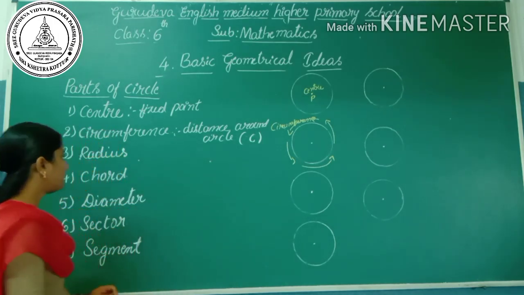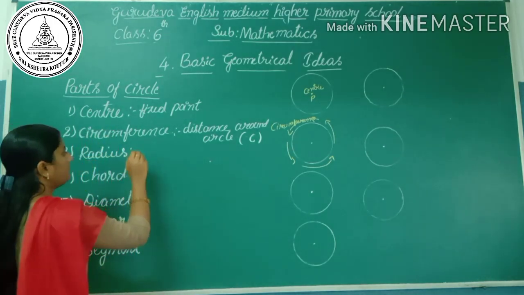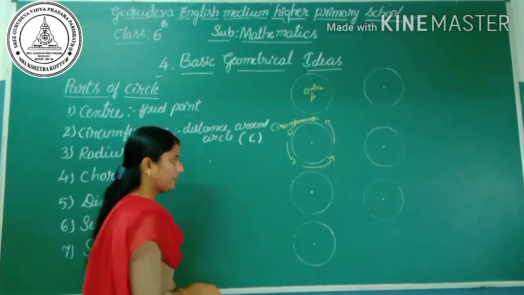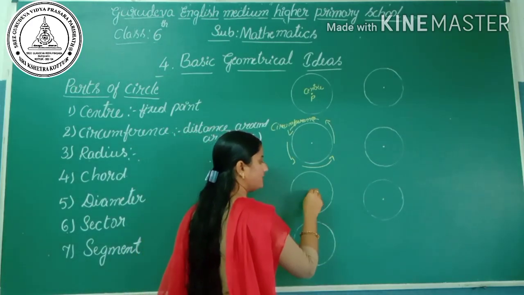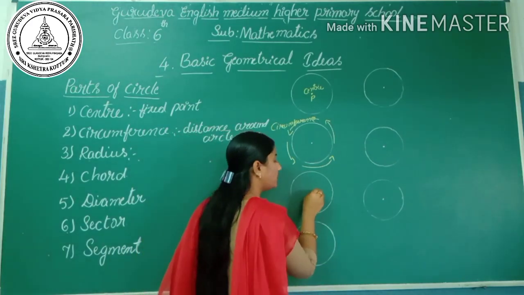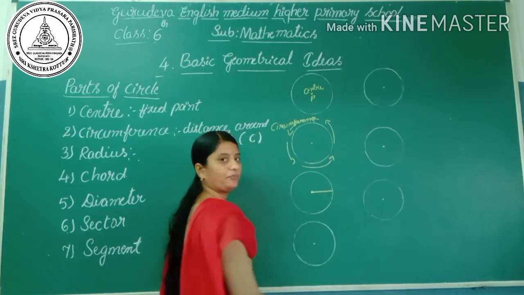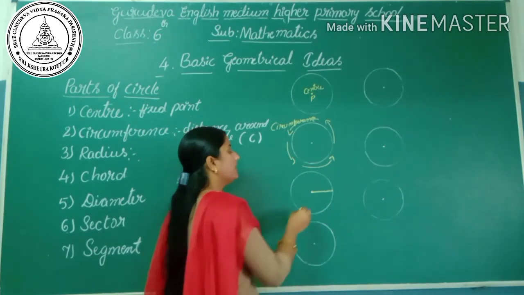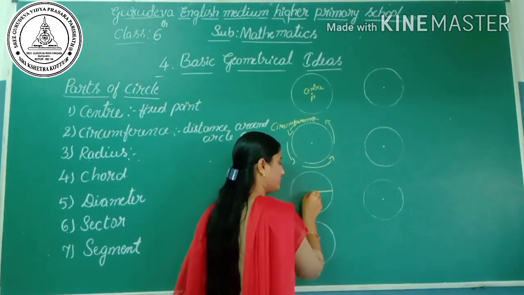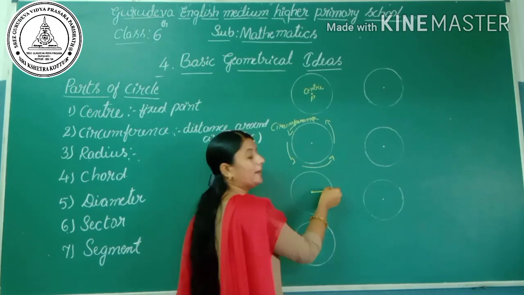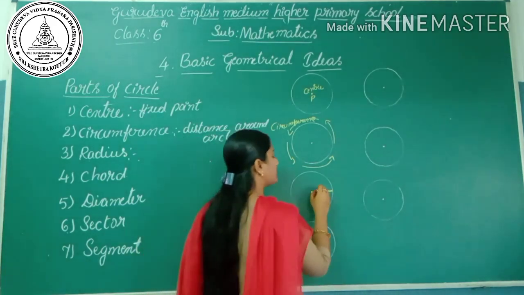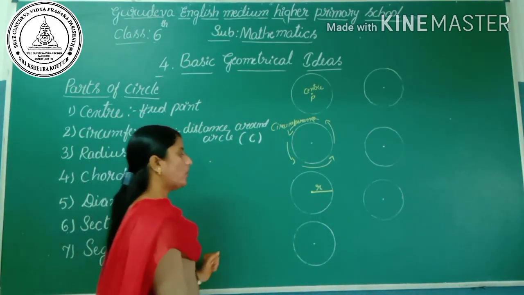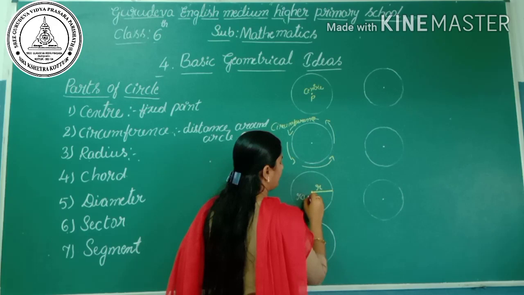Yes. The next part is radius. What do you mean by the radius? It is the line segment which joins the center to a point on the circumference, and it is called the radius. Yes, once again, what is the radius? The line segment which joins the center to a point on the circle is called the radius. So we denote it by the small letter r. So it is the radius.